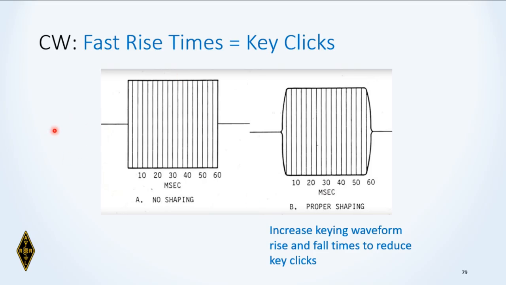And now we'll actually get to CW. Fast rise times equals key clicks. Does anybody remember what a square wave consists of? How do you make a square wave? All of the even or odd harmonics. Odd, I guess.